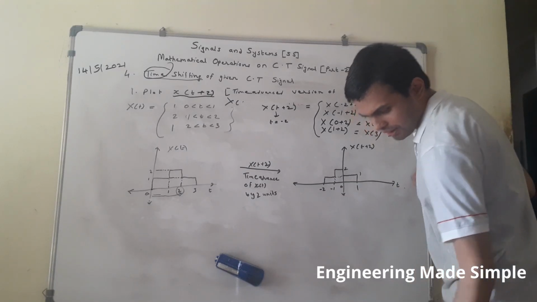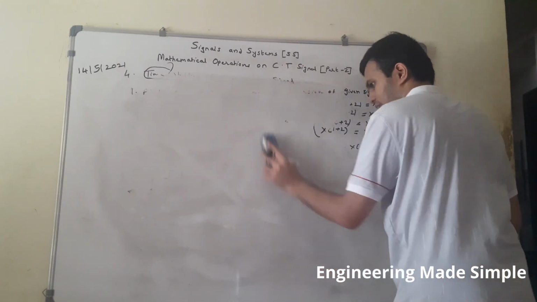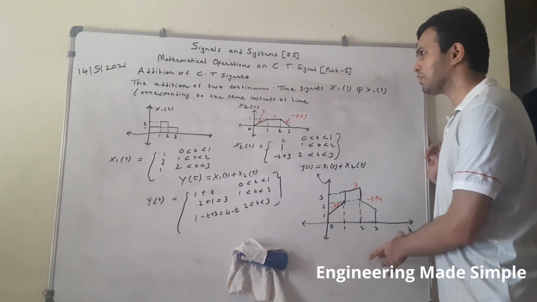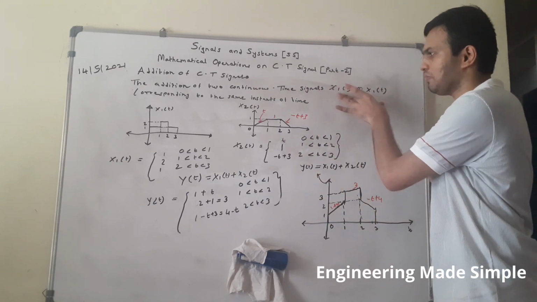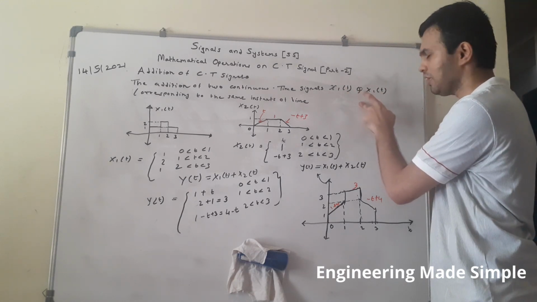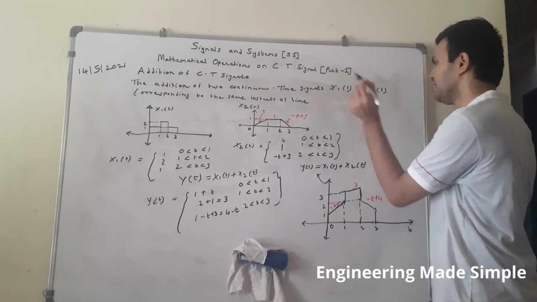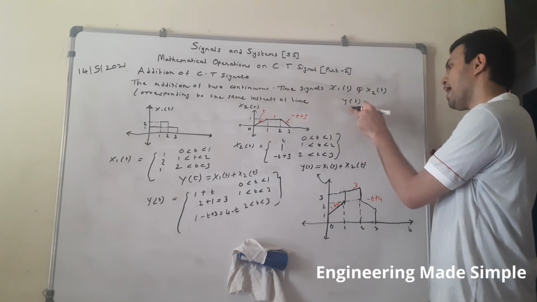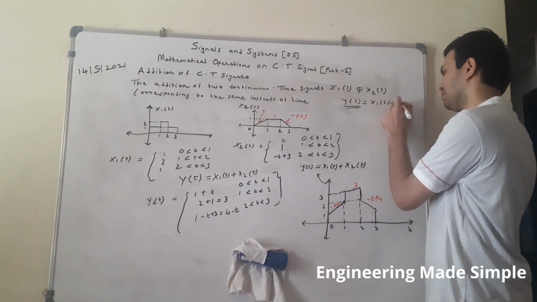Now we will move on to the next mathematical operation, which is addition of two continuous time signals. The next and the most simple mathematical operation on continuous time signals is addition. So how do we add two continuous time signals x1 of t and x2 of t? Here I wrote x1 of t by mistake. These are two different signals, x1 of t and x2 of t, and when we are supposed to add them, let's say the added signal is y of t. y of t is nothing but the addition of x1 of t plus x2 of t.